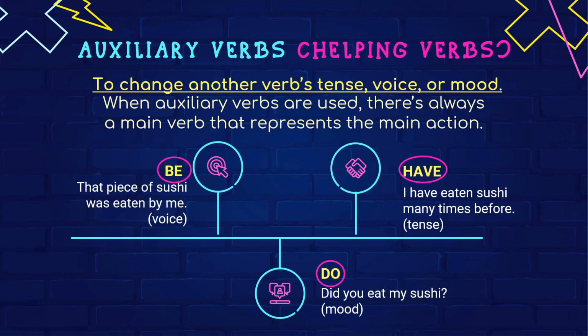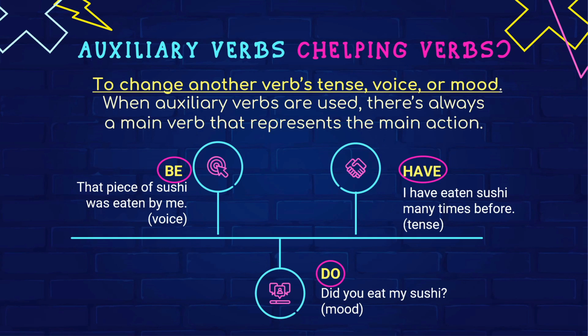So the first one, the example, the word be, it changes voice. When you say voice, it can be active voice or passive voice. When you say tense, it can be past, present or future tense. When you say mood, it can be happy, it can be sad, it can be angry. So these are kinds of moods. So did you eat my sushi? So it can be what? It can be furious, it can be angry, it can be curious. So these are moods. And so you need to remember the auxiliary verbs are helping verbs.